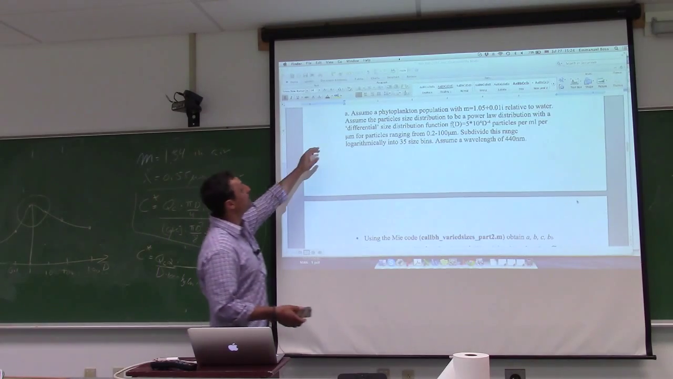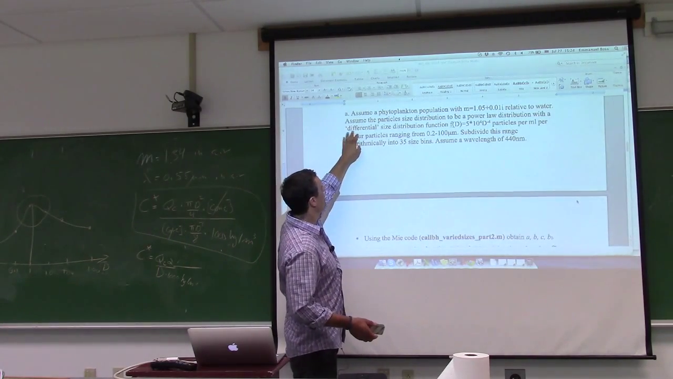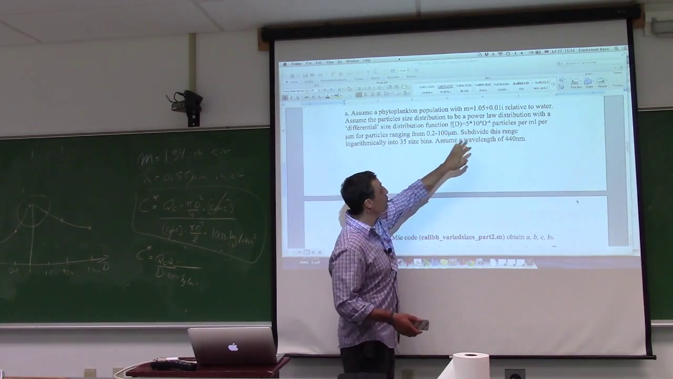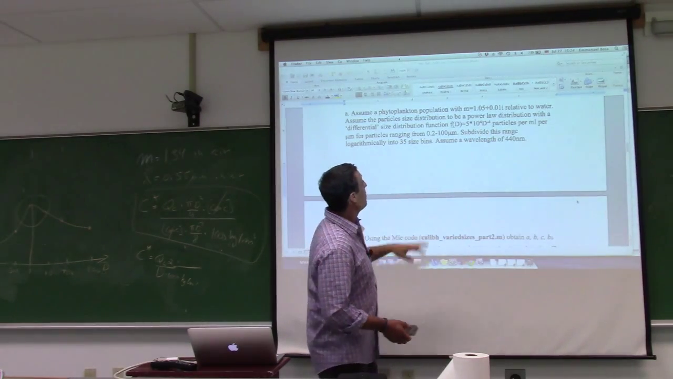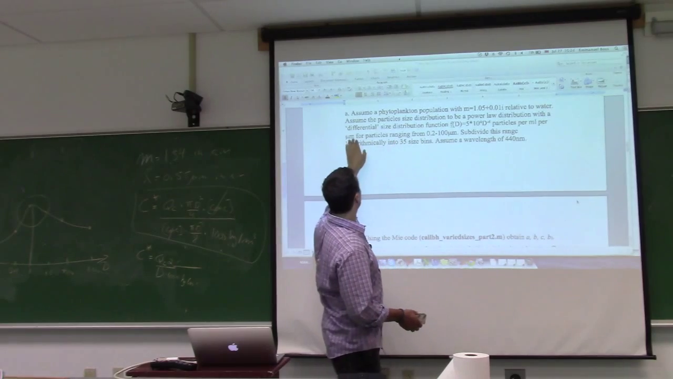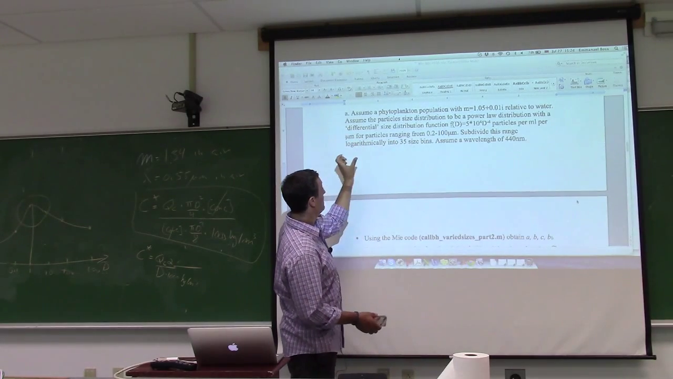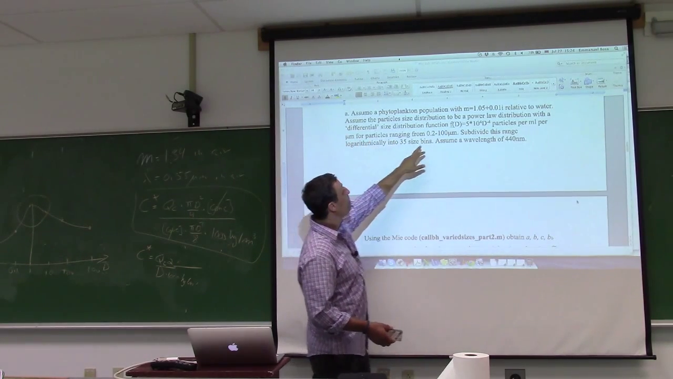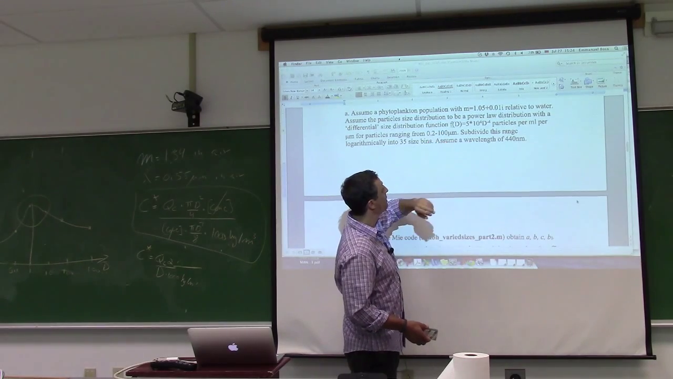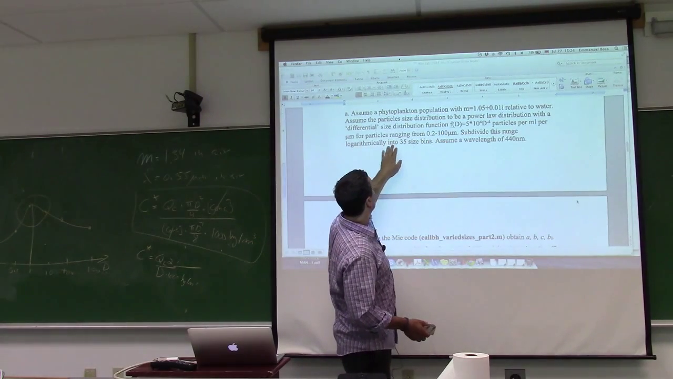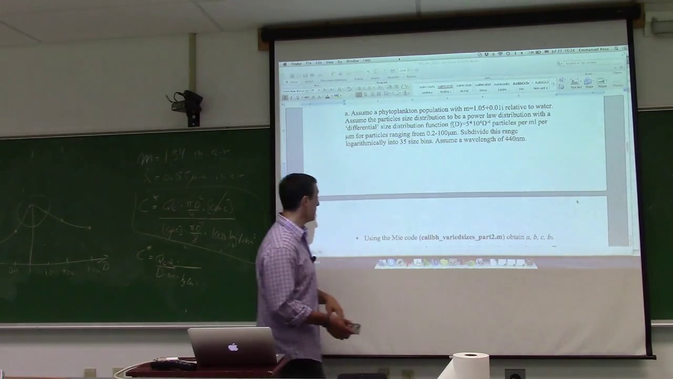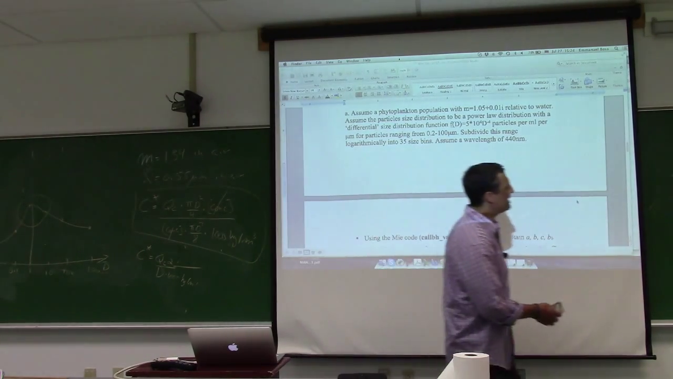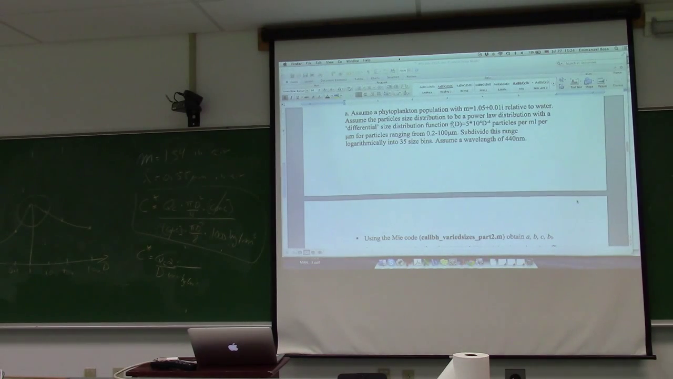Okay, so let's assume it's a power law distribution with a differential size distribution that goes like D to the minus 4, in particles per ml per micrometer of size bin, for particles ranging from 0.2 micron to 100 micron. Subdivide this range logarithmically into 35 size bins and assume a wavelength of 440. So how do we divide something into 35 logarithmic size bins?